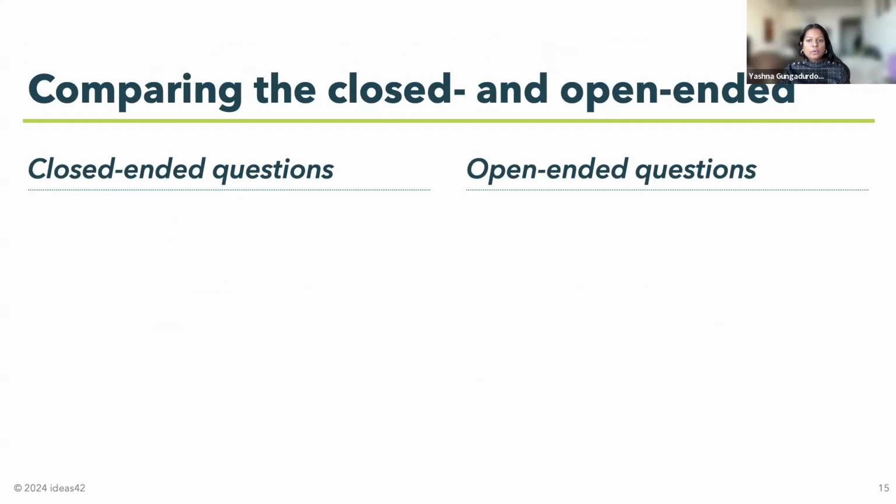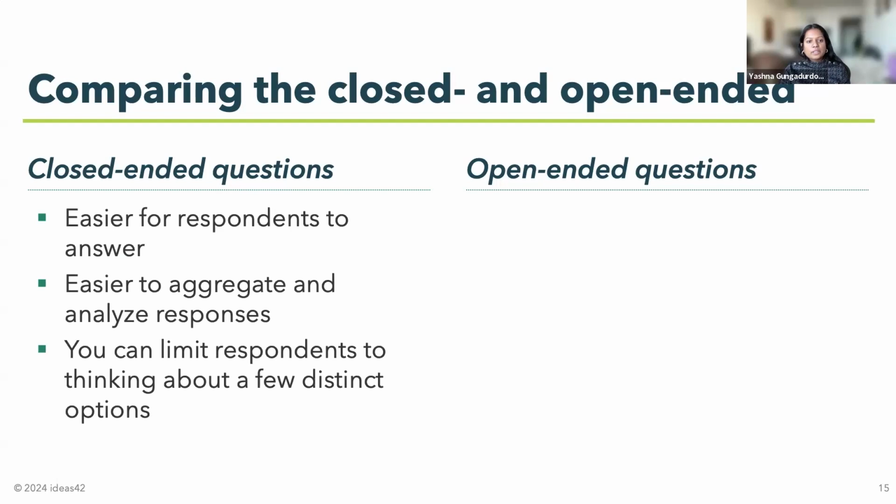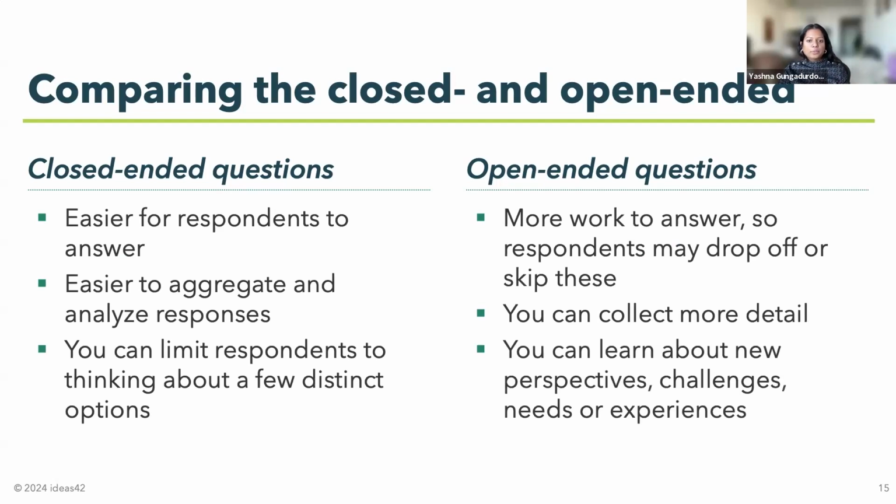So for example, with closed-ended questions, it's easier for respondents to answer, it's easier to aggregate and analyze responses, and it's also easier to limit respondents to thinking about a few distinct options that are relevant to you. For open-ended questions, it is more work to answer, so respondents may drop off or choose to skip these because it's hard to answer. You can collect more detail, however, on how respondents are feeling or any kind of important information that they want to share with you, and you can learn about new perspectives, challenges, needs, or experiences.